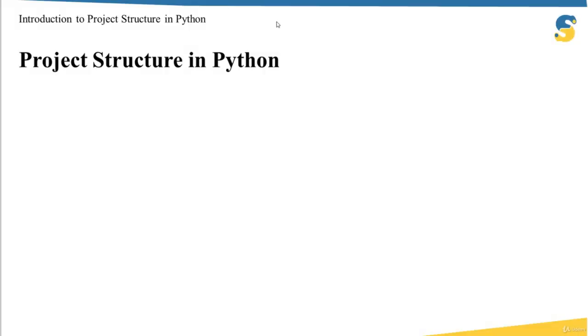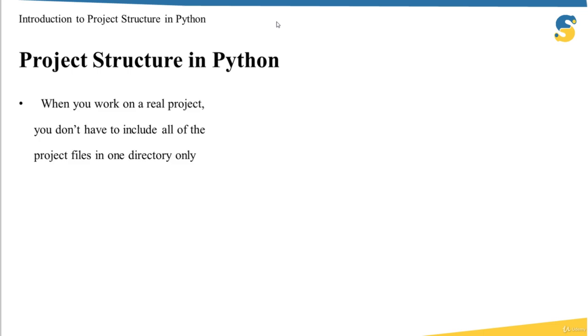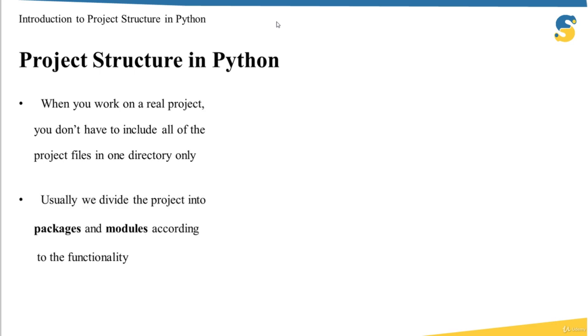First of all, let's talk about project structure in Python. Usually, when we work on a real project, we don't include all of the project files inside one directory only. However, we divide our project files into multiple packages and modules, or in other words, into multiple folders and files. And this division happens according to the functionality. Usually, we do this division because it's better for project understandability and maintainability. To understand what I mean better, let me show you an example.